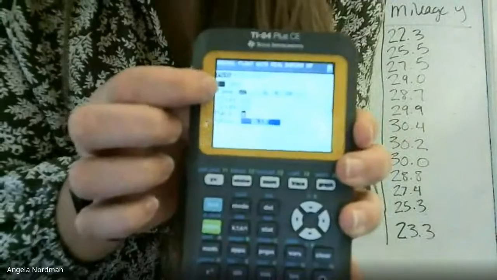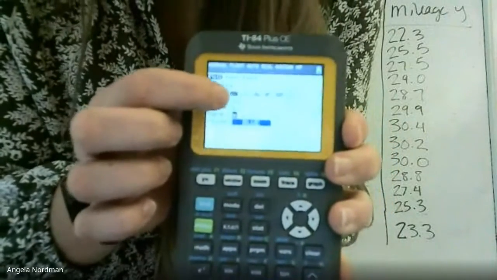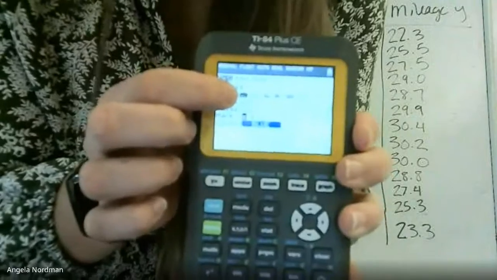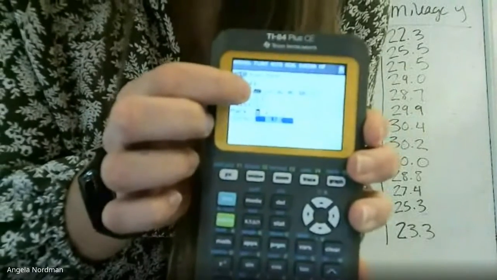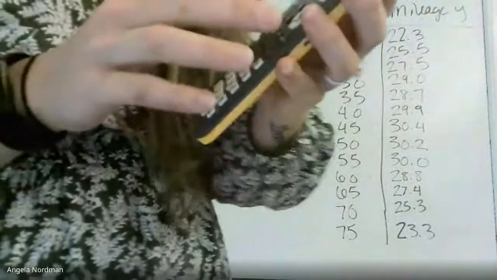Then secondly, we need to look down here and see that the first scatter plot graph is what's highlighted. If those two things are good, then you're almost good.